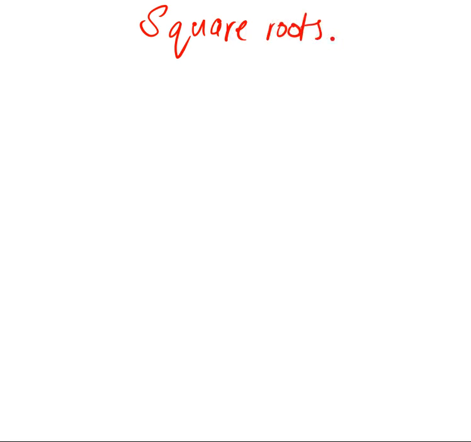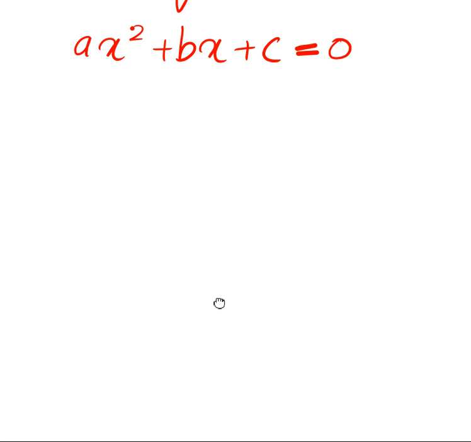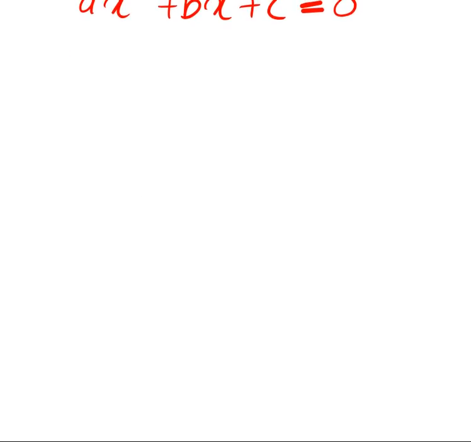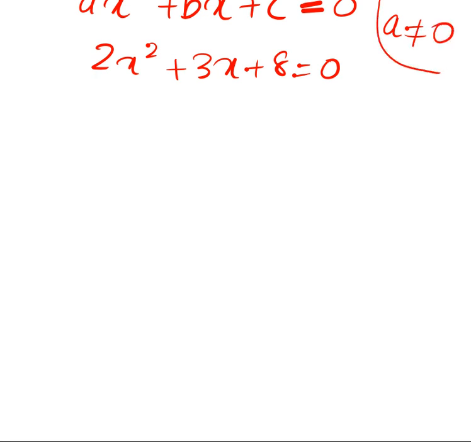Okay, so I think you remember what a quadratic equation is. An equation of the form ax square plus bx plus c is equal to 0 is a quadratic equation in its standard form. For example, 2x square plus 3x plus 8 is equal to 0. There was one thing: a cannot be 0. That means b or c can be 0.